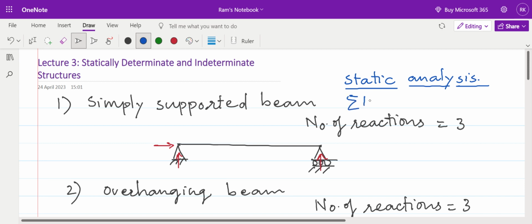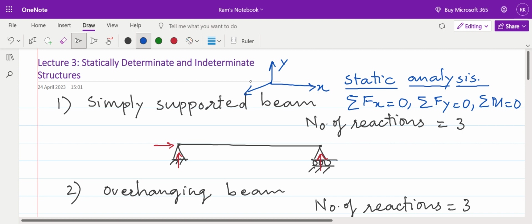These equations of equilibrium are summation of forces in x direction equal to 0, summation of forces in y direction equal to 0, and summation of moments about the z axis equal to 0. Let us say this is my x axis, this is my y axis, and the z axis is protruding outside the plane like this. So we are dealing with the xy plane.